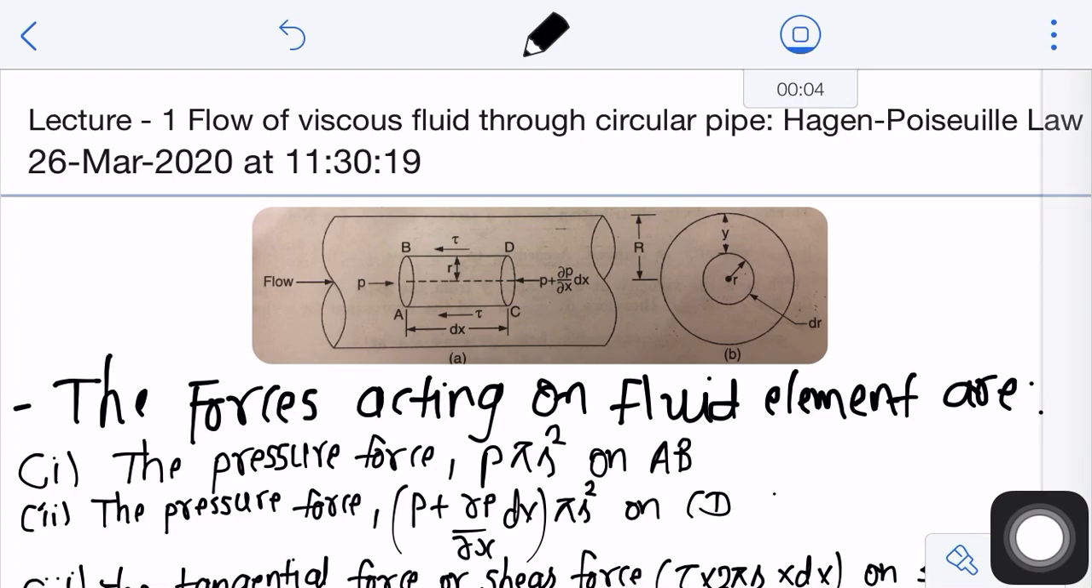Hello friends, in this video I am going to discuss the flow of viscous fluid through a circular pipe, which is nothing but the Hagen-Poiseuille law. This particular topic belongs to a module called viscous flow in applied fluid mechanics.